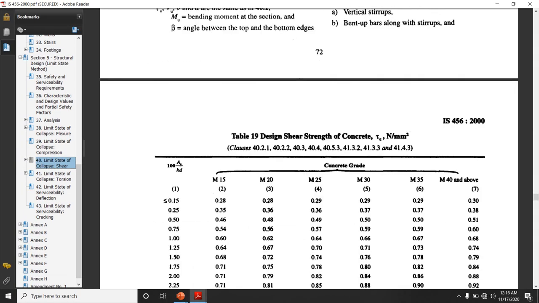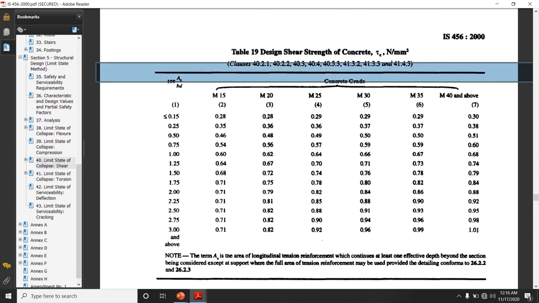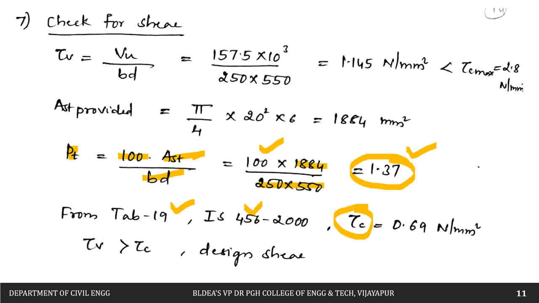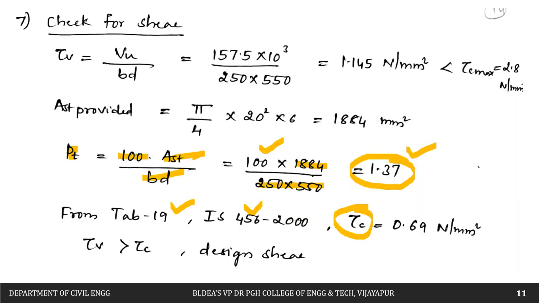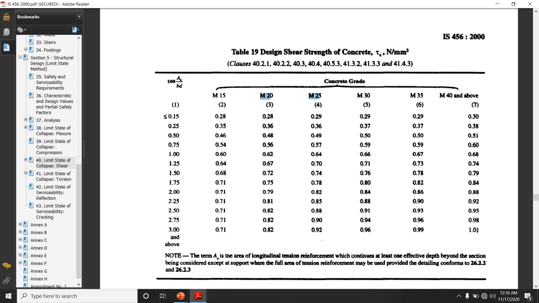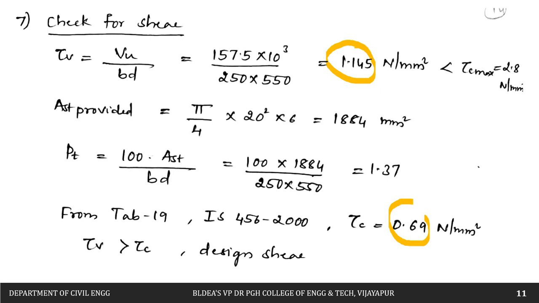In the shear section they have given table number 19, design shear strength of concrete. So we have calculated the percentage of steel, and the value is 1.37, somewhere here it is going to come. Then next, we have M20 grade of concrete, and it is going to come between 0.67 and 0.72. So if you interpolate, we'll get the answer as 0.69 newton per mm square. This value has to be compared with tau v value. So tau v is 1.145, tau c is 0.69.